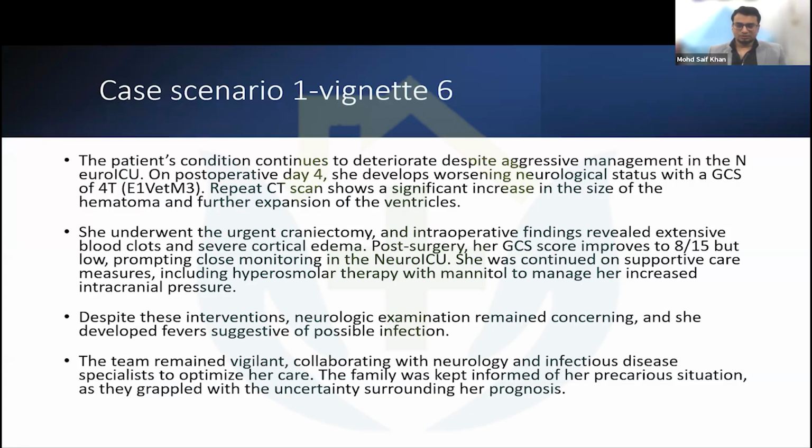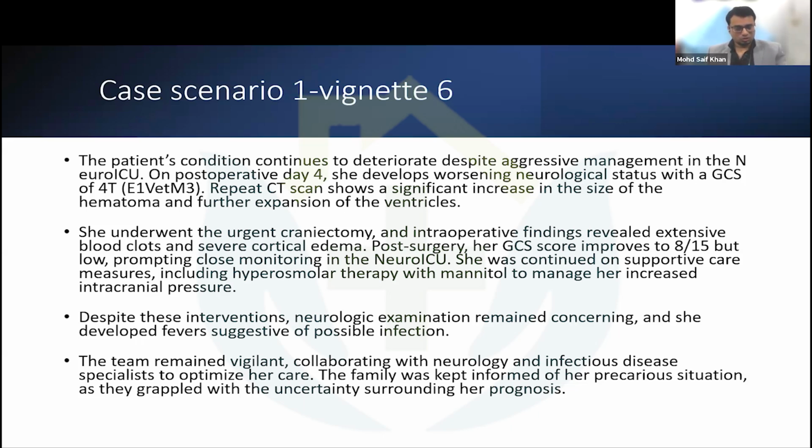So now we get to case 6. The patient's condition continued to worsen. On post-operative day 4, she developed worsening neurological status. GCS worsened to 4. Repeat CT scan showed significant increase in the size of the hematoma and further expansion of the ventricles. She underwent urgent craniectomy, and intraoperative findings revealed extensive blood clots and severe cortical edema. Post-surgery, her GCS score improved but remained low, prompting close monitoring in the neuro ICU. She was continued on supportive care.